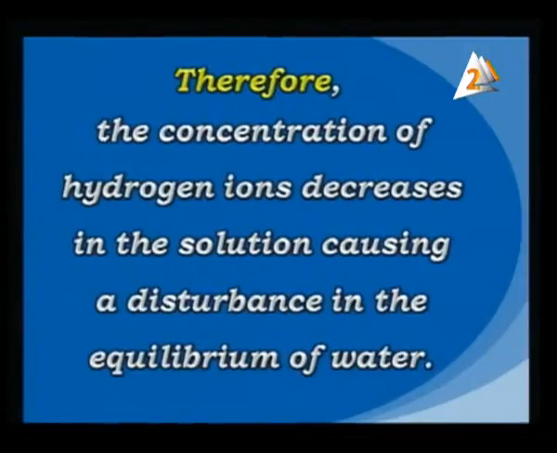The weak acid is almost not ionized, and therefore the concentration of the hydrogen ion decreases in the solution, causing a disturbance in the equilibrium of the water. Disturbance here means there is no equilibrium, no good ionization. Don't forget, strong means completely ionized. Weak means no complete ionization takes place.